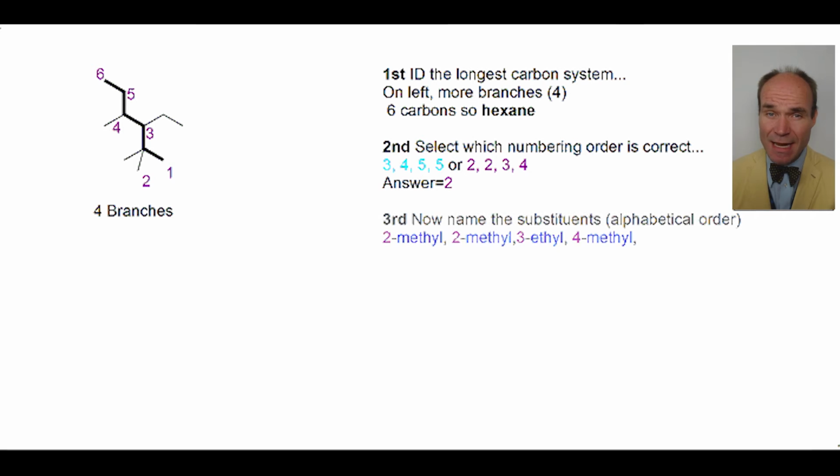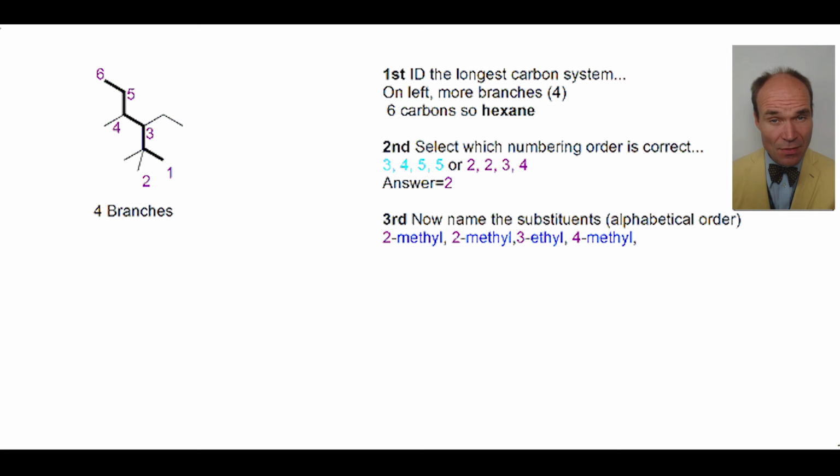Next, we need to name the substituents, name the functional groups. We need to put them in alphabetical order. So to start with, we can see that we have 2-methyl, 2-methyl, 3-ethyl, 4-methyl. Okay, so it isn't by number, it's by the first letter of each functional group name. So what we're really doing here is comparing E with M. E is earlier in the alphabet, so we're going to describe ethyl first of all.